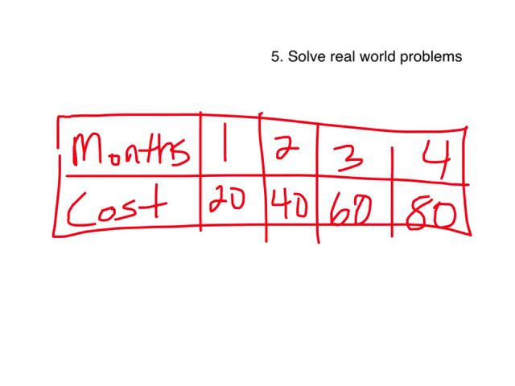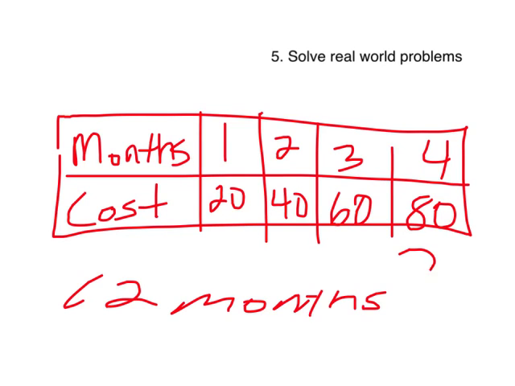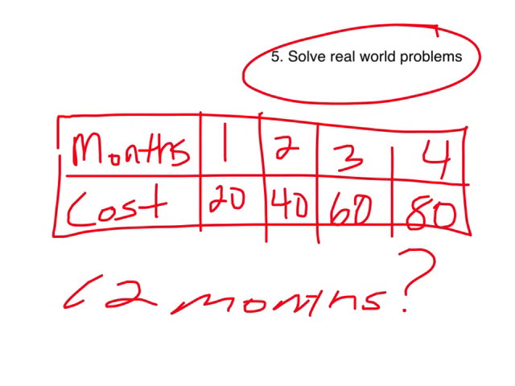They would then have to graph that, and then they would have to talk about, well, maybe if I had this for a year, how much would it cost? So what would 12 months be? So they would have to follow this pattern and solve this as a real-world problem, because a lot of us have cell phones. We pay these bills, so that's why it's a real-world problem. So take your time, work with your child on some of these problems and questions, and they'll do great.